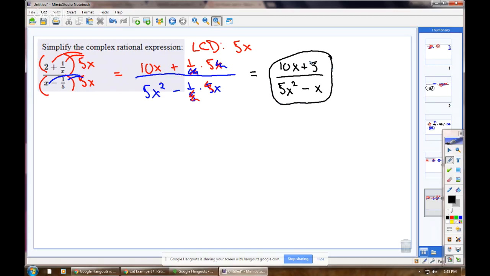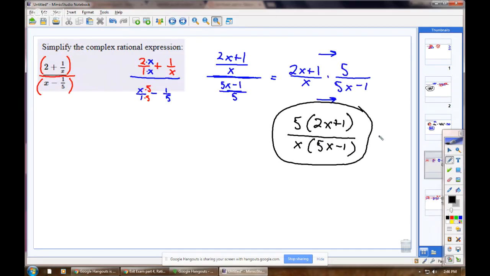To be sure it's reduced, I should factor the numerator and denominator. So notice that 10x plus 5 has a common factor of 5, which leaves behind a 2x plus 1. And the denominator, we have a common factor of x, which leaves behind a factor of 5x minus 1, which exactly matches what we ended up here.